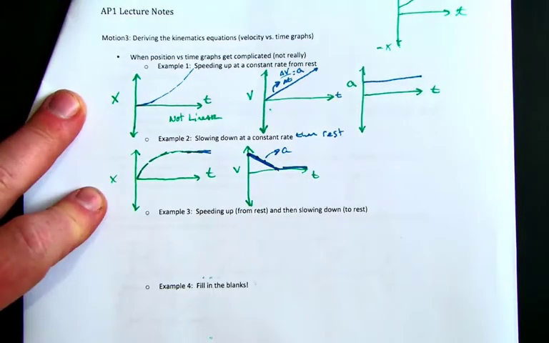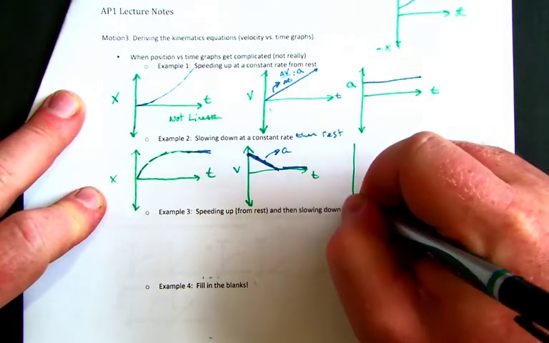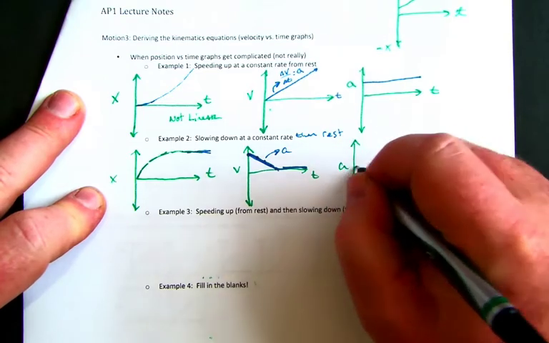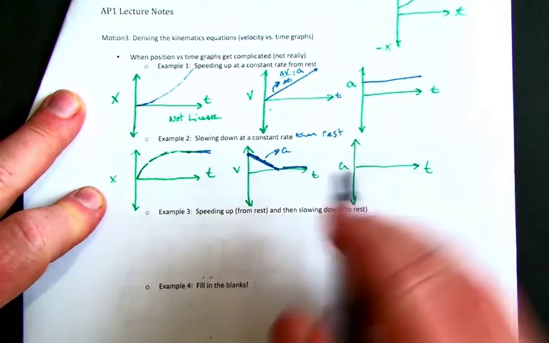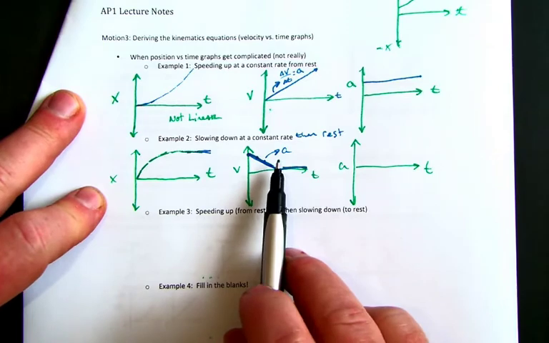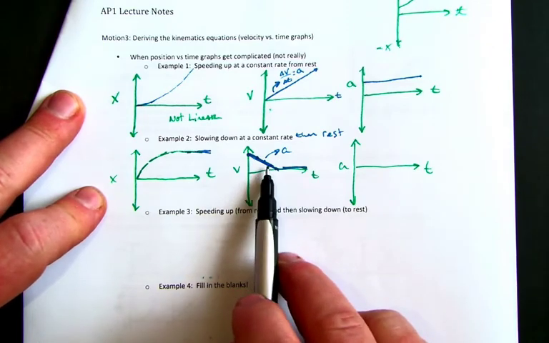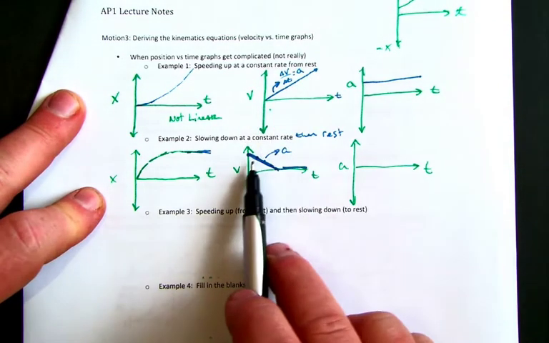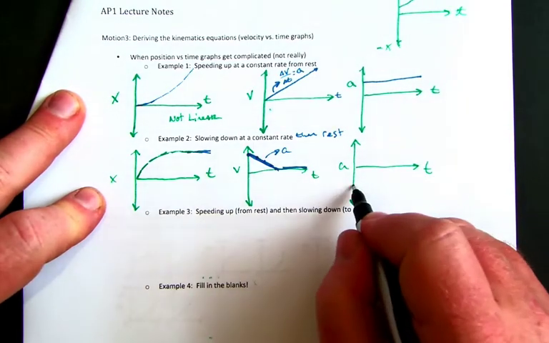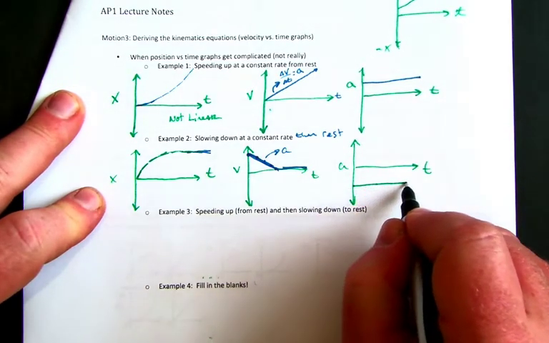So if I want to plot a graph of acceleration versus time, what I'm actually going to look at is the slope of that line, and how would you describe it? It's constant, it's not changing, but now where this one was positive, this one is negative. So I would have a negative acceleration. But it's constant, it doesn't change.